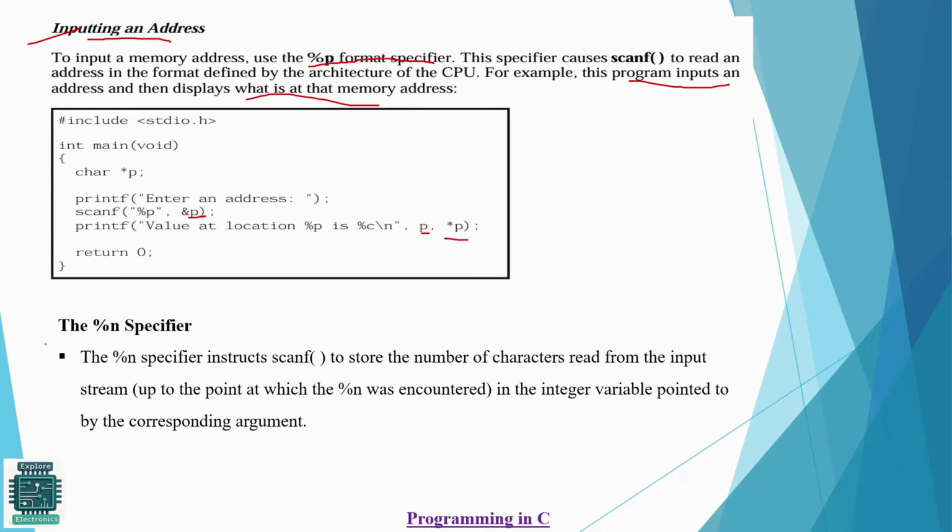And the %n specifier instructs scanf to store the number of characters read from the input stream in the integer value pointed to by the corresponding argument. This is the function of the %n specifier.